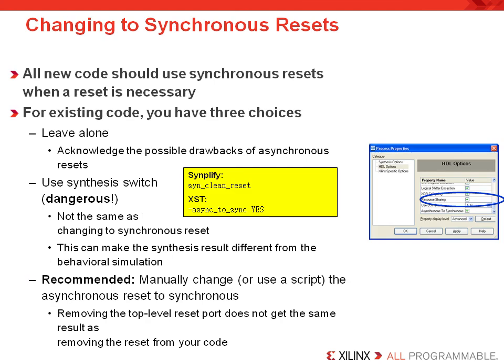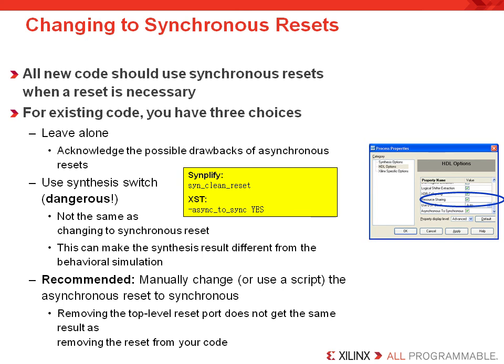Now there's a couple of ways you can change your reset to a synchronous reset. Again, all new code should use synchronous resets when a reset is necessary. And that's because, of course, for simulation purposes and testing purposes, that is critical. But for existing code, you have a couple of choices. You can leave it alone and acknowledge the possible drawbacks of an asynchronous reset. Any glitches in your system that might be encountered, or metastable situations you might still encounter down the road, are not necessarily testable. So be aware of that if you choose to leave your code alone.